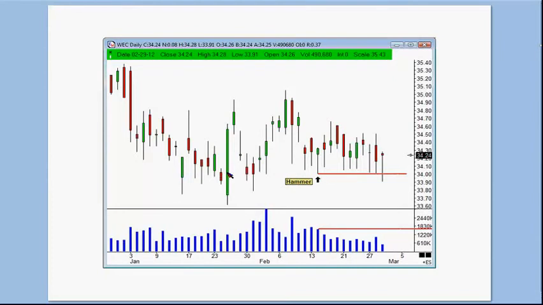So where would your risk need to be if you were to enter this trade? It would need to be underneath the bearish engulfing. So your stop on this trade would really be there, because this is your next line of support, if you will.